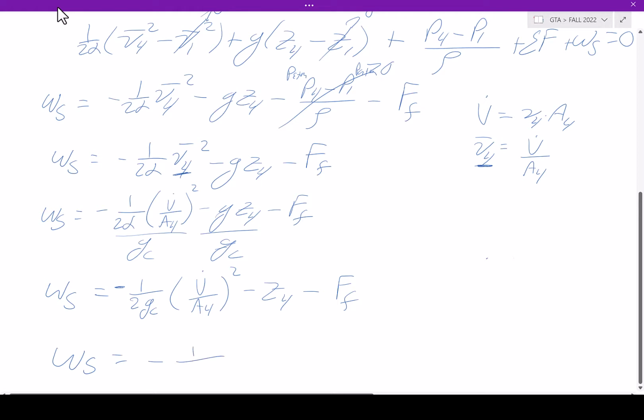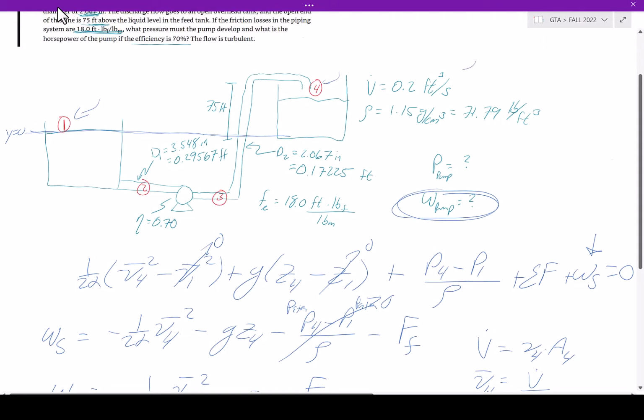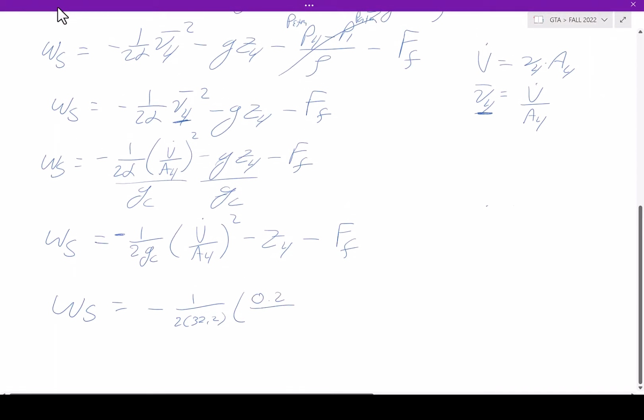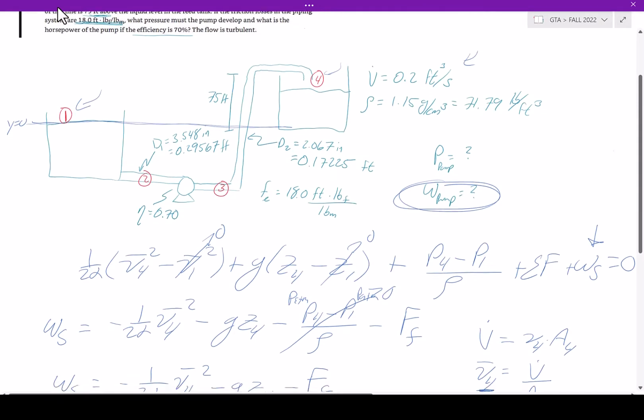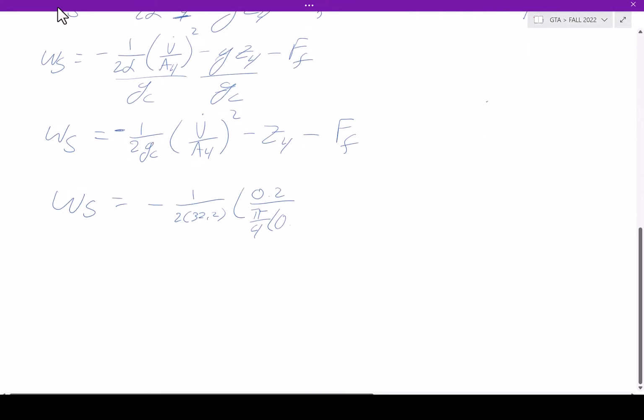Plugging in, you get 1 over 2 times 32.2, times the volume flow rate, it's right here, and that's in feet, so you can just leave it as 0.2. That means our area has to be in feet, so that's going to be pi over 4 times the area of this section at point 4, so it's going to be this value. If you just convert from 2.067, you get 0.17225. It's going to be squared. Then you get minus 74, and then you get minus 18.